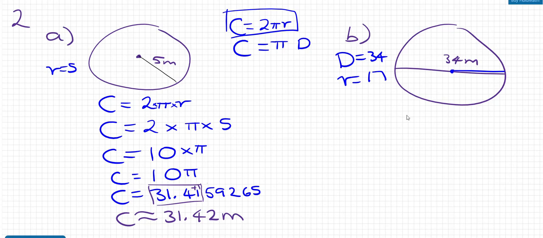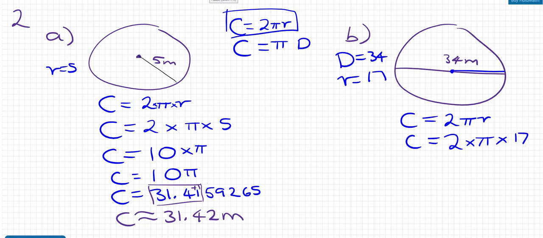So once again, let's write the formula. Circumference is equal to 2 pi r, which is 2 times pi times r. Circumference is equal to, now r is 17, so 2 times pi times 17. Now, if I simplify this like I did over here, you can see we go back to the diameter. 2 times 17, or double 17, is 34. And we end up with 34 times pi, or 34 pi.